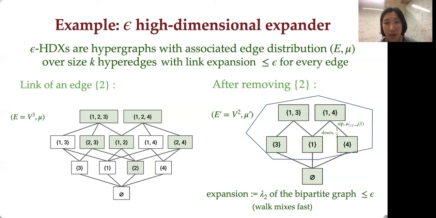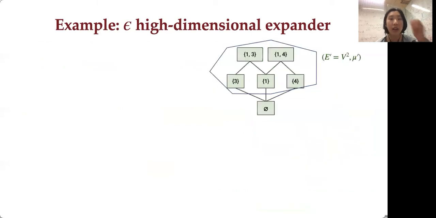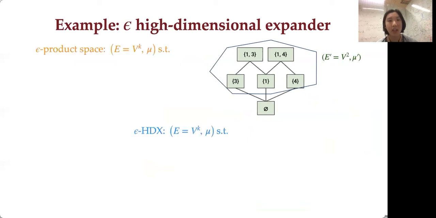Okay, so for a hypergraph to be an epsilon high dimensional expander, we essentially need all the edges' links to have expansion at most epsilon. So this is the definition of epsilon high dimensional expander. Now we want to check why epsilon high dimensional expanders are actually epsilon product spaces. So we check the definition line by line.